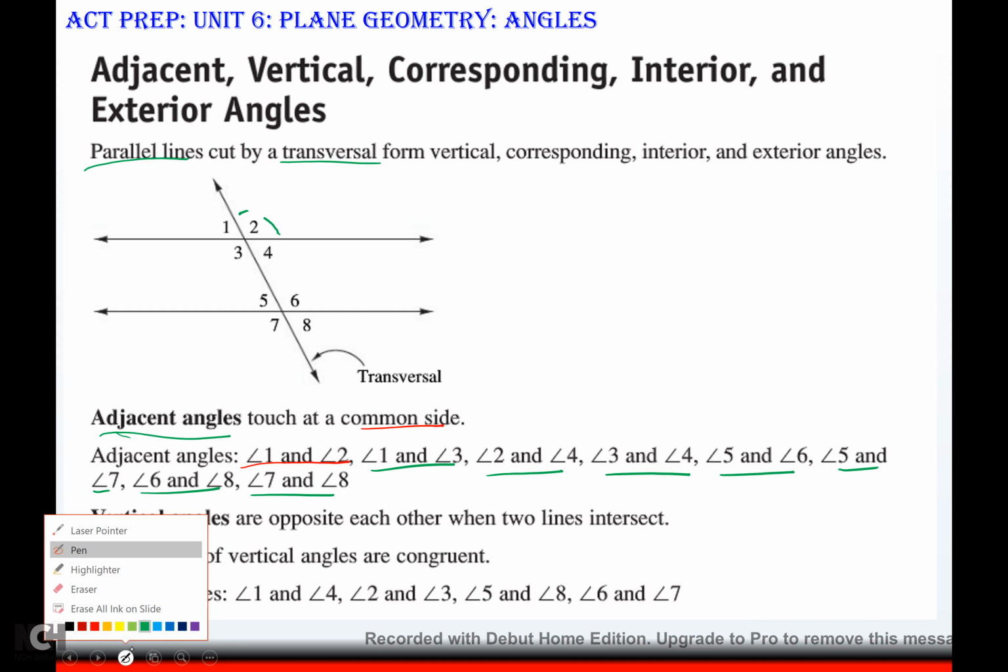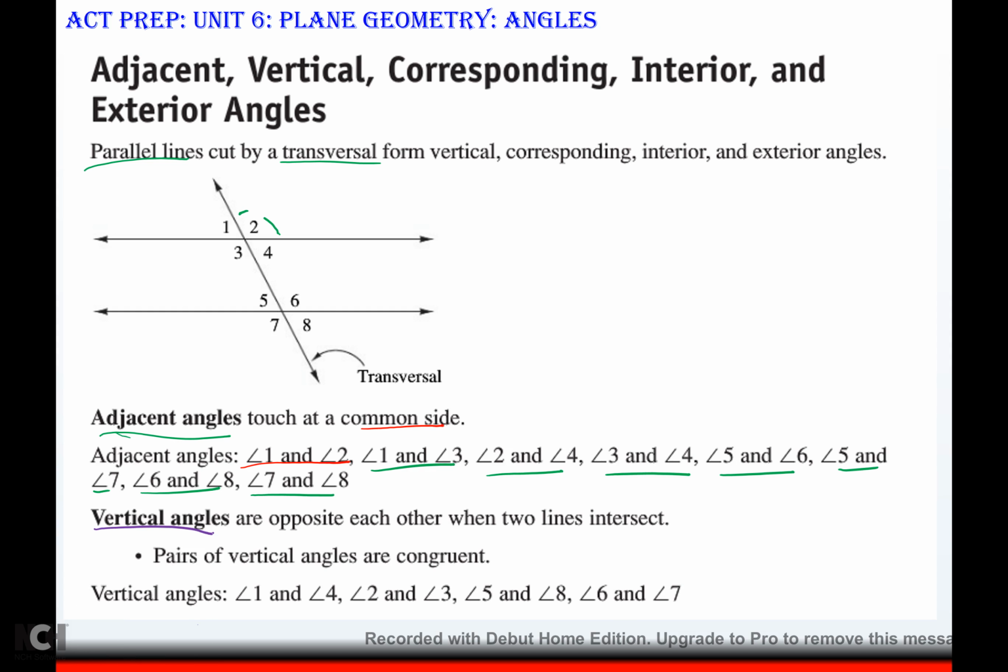Vertical angles, I love vertical angles. Vertical angles are opposite each other when two lines intersect. And what's neat about vertical angles is that they're congruent. So if you take angle 1 and angle 4, they're diagonal to each other. That's vertical angles. And I know that whatever the measure of angle 1 is, so is the measure of angle 4, because it has been proven that vertical angles are congruent. So if angle 1 equaled 60 degrees, then angle 4 would have to equal 60 degrees because vertical angles are equal.